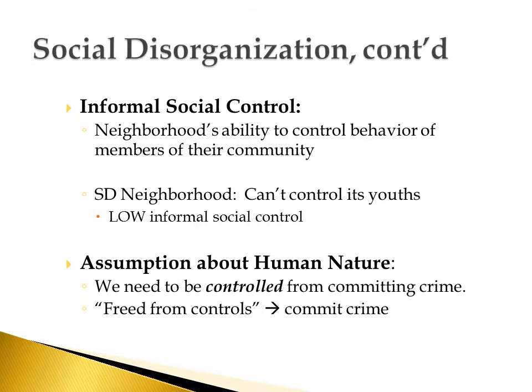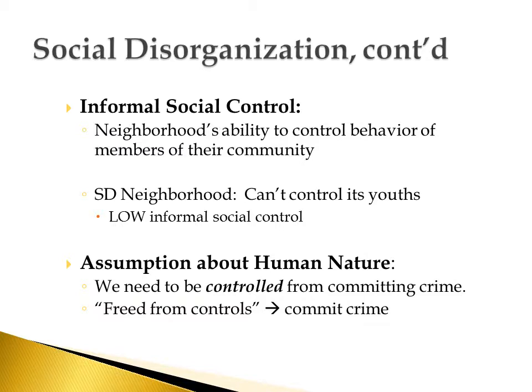So in all of these theories of crime that we've talked about, there's some kind of an assumption about human nature. Why do we do things? Why do we commit crime at all? And in this theory, because it's a control theory, the assumption is that we need to be controlled from committing crime. All of us are in some way controlled by societal influences, and that protects us and keeps us from committing crime. It's only when you're freed from those controls that you think that committing crime is okay.